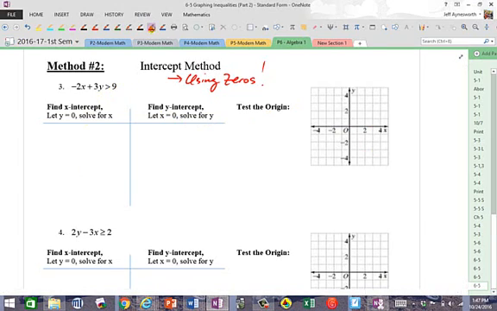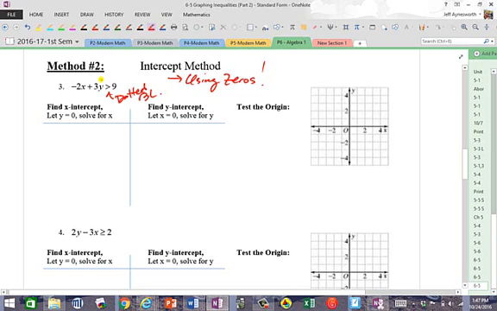Okay, now right away I can see greater than here. I know that we have a dotted boundary line right off the bat. But in this form right here, you can't tell whether it's above or below, and that's why you have to test the origin, which is (0, 0). We'll do that later. That tells you where the solutions are.